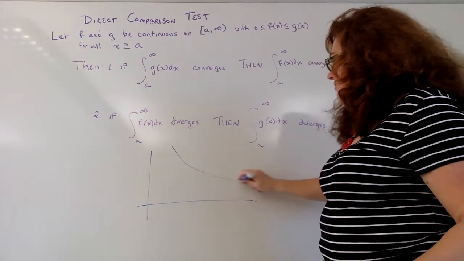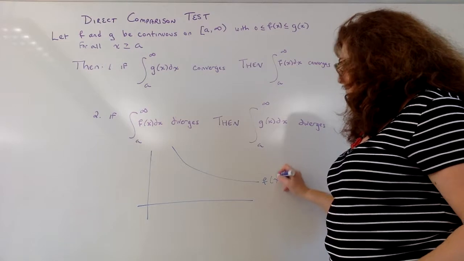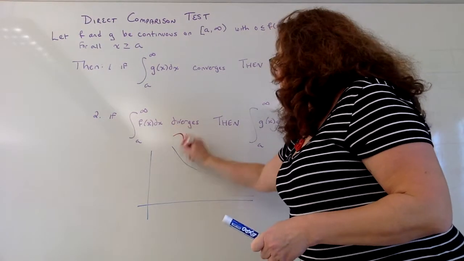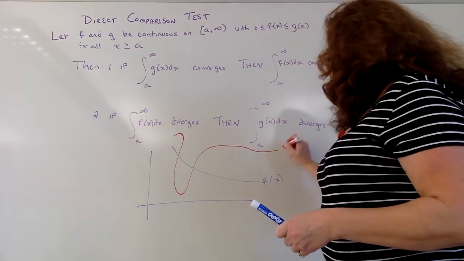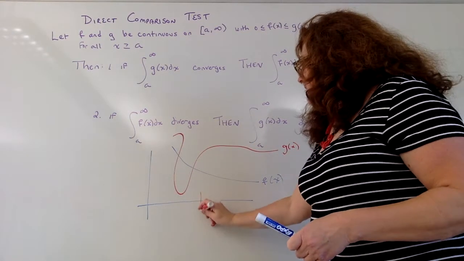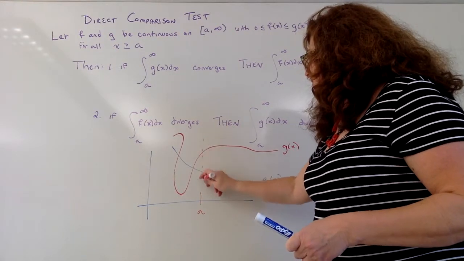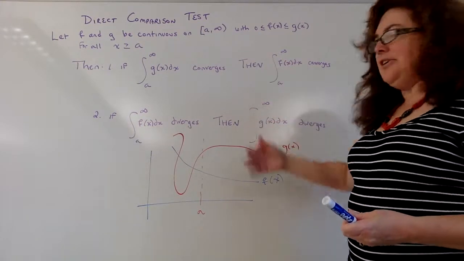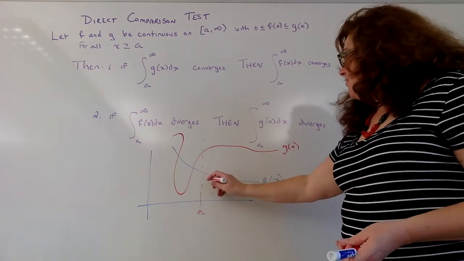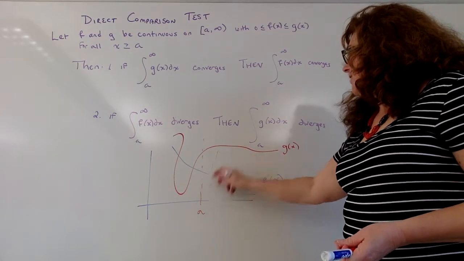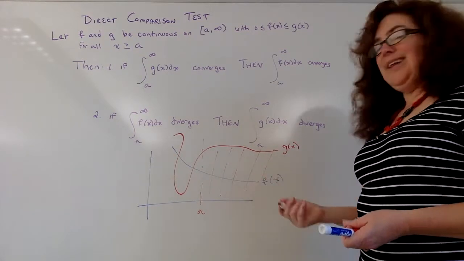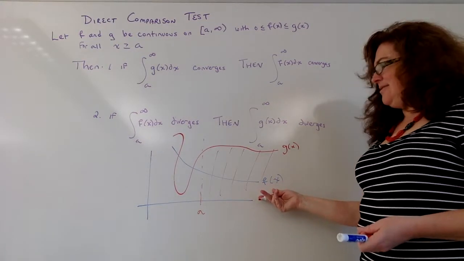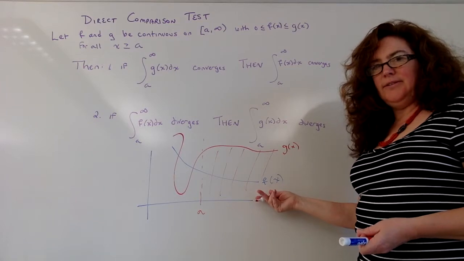Here's some function, f of x. Here's some function, g of x. And we'll pick our a to be right here, where from this point on, g of x is always the larger function. Well, what are integrals? Integrals are areas. So if this area under here is finite, that's what converges means, it's finite. Well, this area is less than it, so this area has to be finite as well.